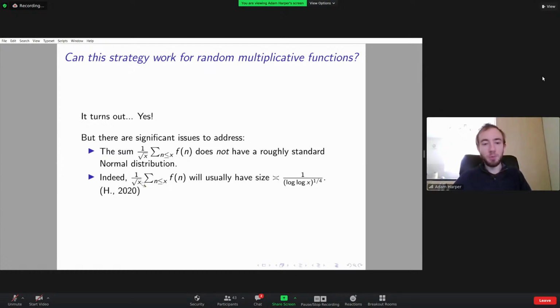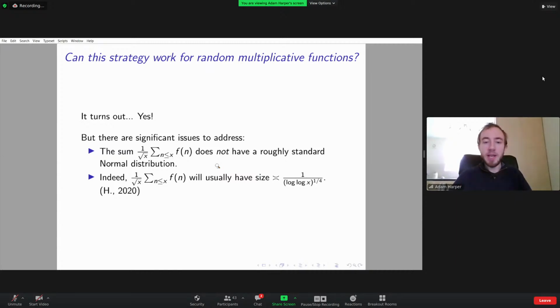And in fact, if you rescale in this way by square root of x, this thing will usually have size like 1 over log x to the 1/4. That's something I proved a few years ago, but it was published last year. So if you rescale in this way, this thing will actually be tending to 0 in probability. It will have size that's usually quite small. And even if you change the rescaling here to take account of this, this still won't have a roughly Gaussian distribution.